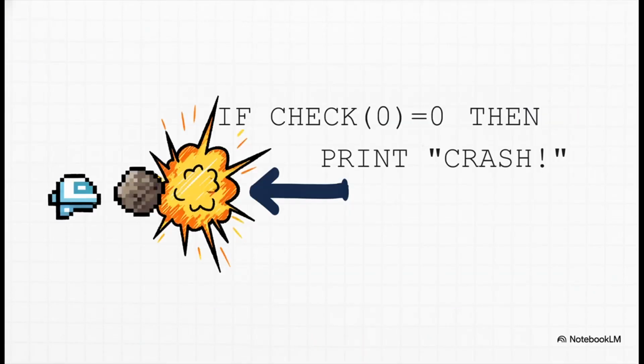Okay, let's look at a quick example. This line of code here is checking for a collision that involves sprite number 0. So if that check function comes back with a 0, which we now know means a collision happened, then it will print crash right on the screen. And from there, you could do anything. You could stop the sprite's movement, you could play a sound, you could jump to a game over screen. I mean, this is the very foundation of game logic right here.